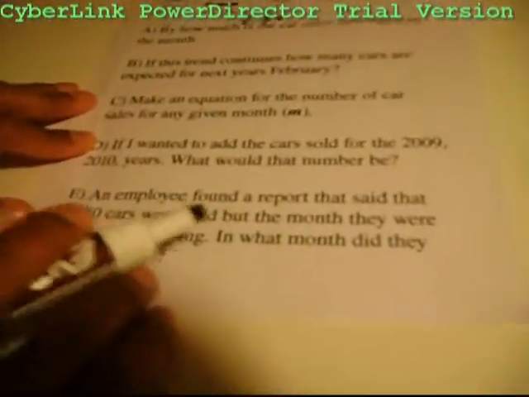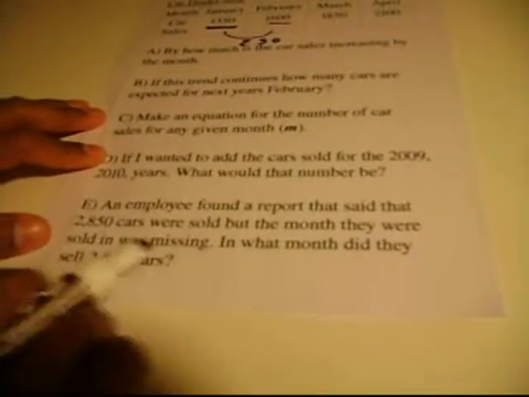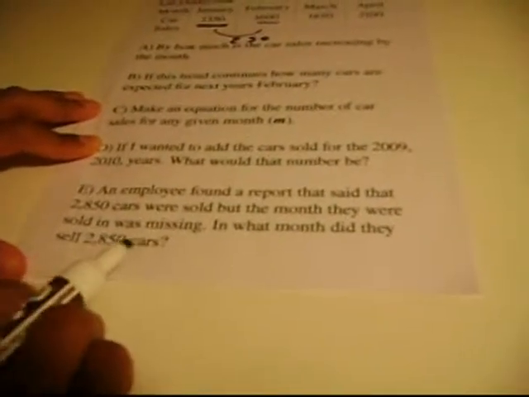Our last part of the problem asks, an employee found a report that said 2,850 cars were sold, but the month they were sold in was missing. In what month did they sell 2,850 cars? So here, instead of trying to find AN, you're trying to find N.